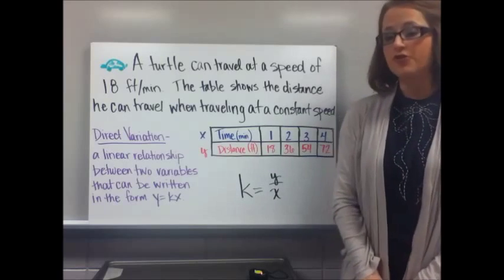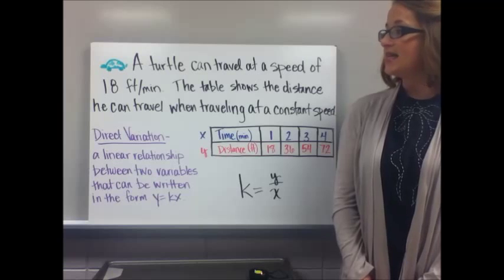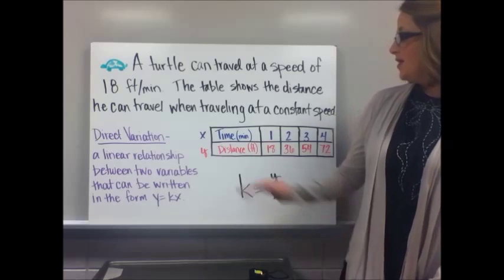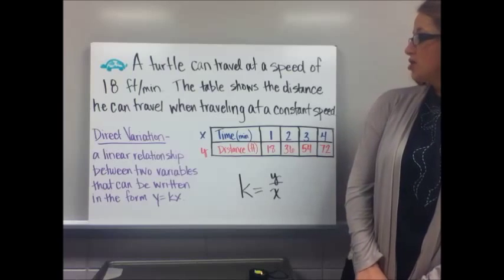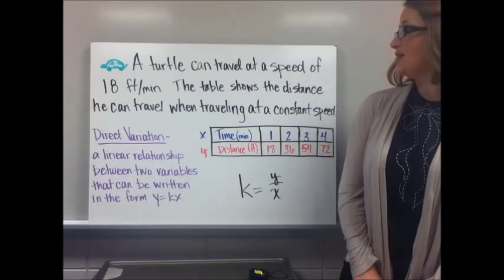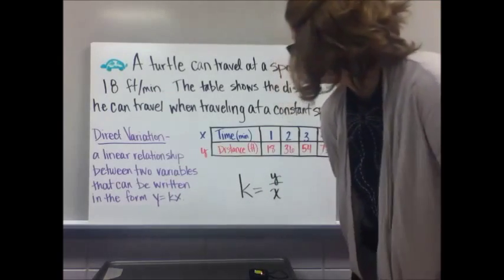So let's say we have a little friend. We have a turtle, and he can travel at a speed of 18 feet per minute. The table here shows the distance that he can travel while traveling at a constant speed. And so we have that speed right here of 18 feet per minute.